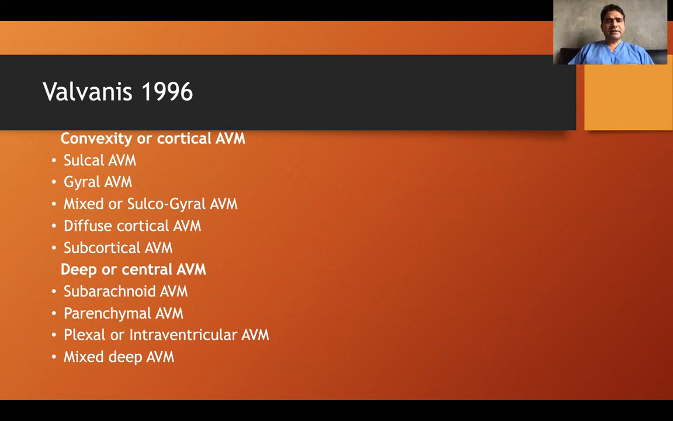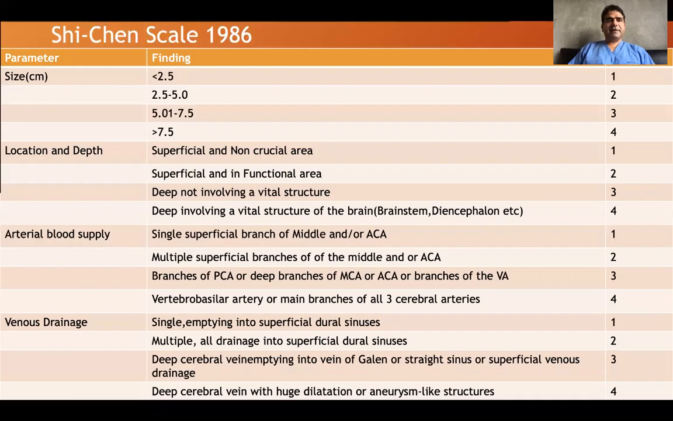They have grossly divided again as convexity or cortical AVM and deep or central AVM. Convexity or cortical AVM is subdivided as sulcal AVM, gyral AVM, mixed or sulco-gyral AVM, diffuse cortical AVM, subcortical AVM. Deep or central AVM is subdivided as subarachnoid AVM, parenchymal AVM, plexal or intraventricular AVM, and mixed deep AVM.